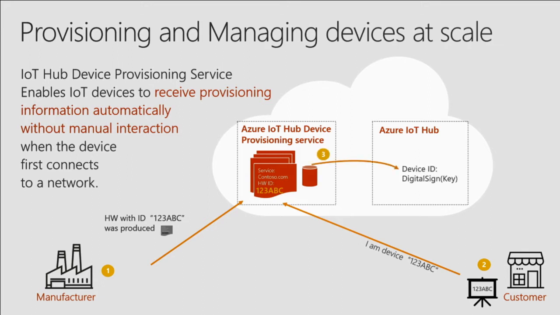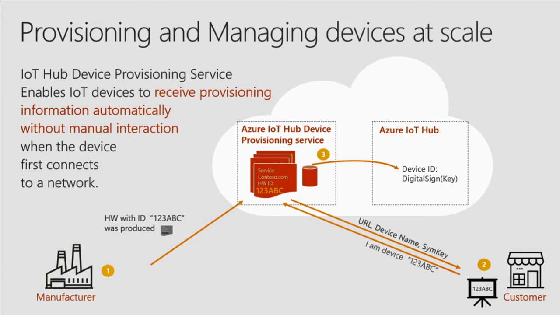The DPS service decides, depending on the configuration. It could be geographically based, or explicitly assigned, or round robin, depending on the associated IoT hub. It finds out which IoT hub this device should connect to, registers the device with the IoT hub, and then returns the connection string to the IoT hub.